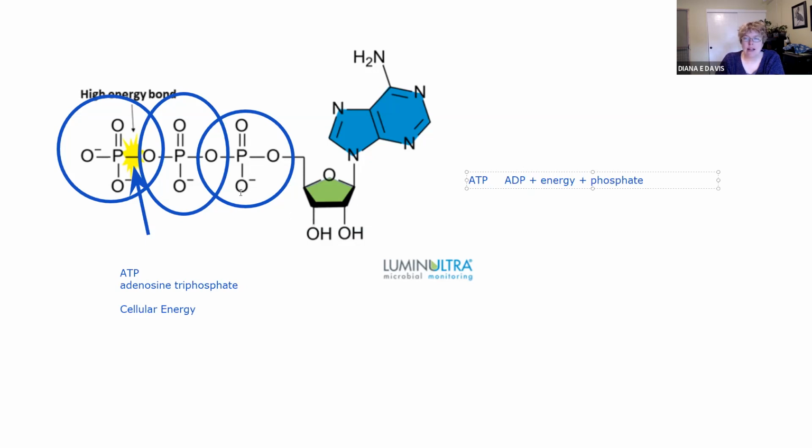ATP is a relatively short-lived molecule in the cells. It'll break down kind of spontaneously in the cell. So you can't use this for energy storage. You just use it for short-term energy needs of the cell.